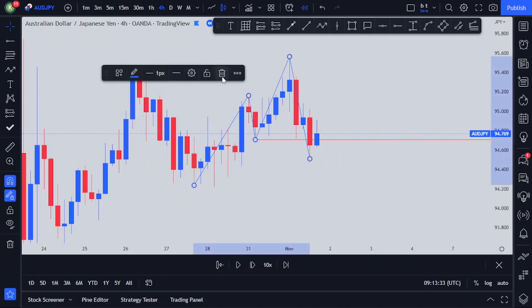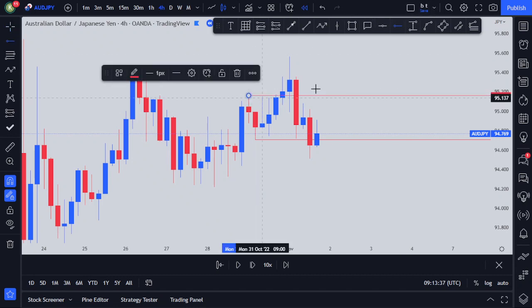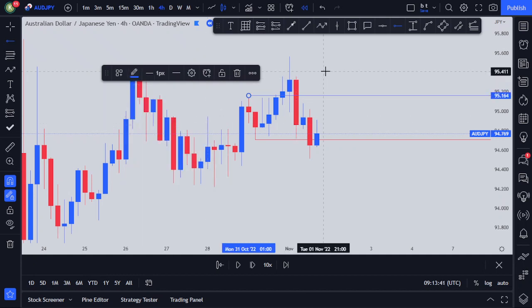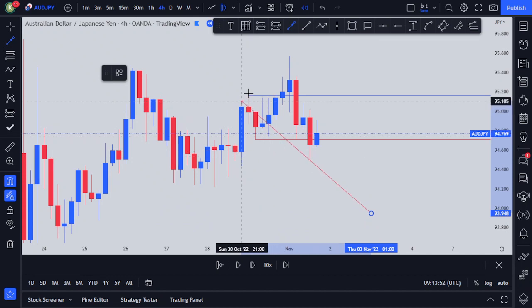This place was the last high they took. Let me make it blue. This place is the last high they took, confirming the structure break. This is the last low they took, and this is the last high they took. When they take the high, it is not a structure break until the low is also taken. So this is just a BOS, or break of structure.